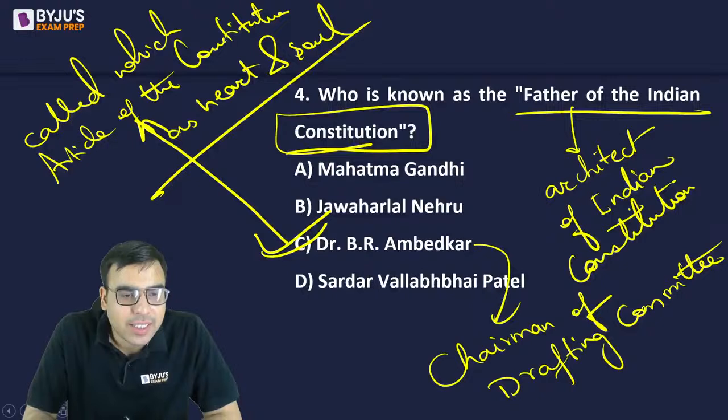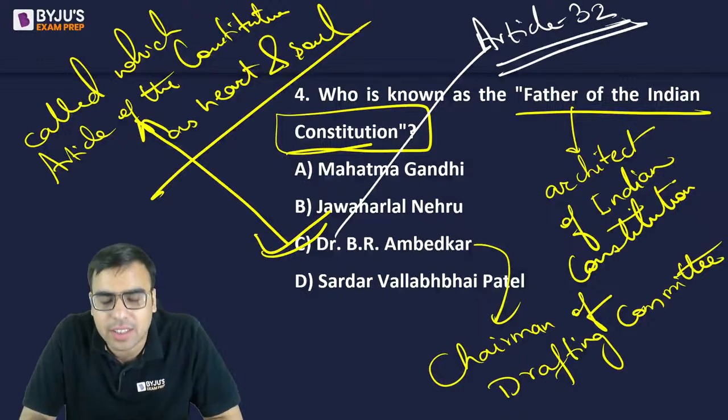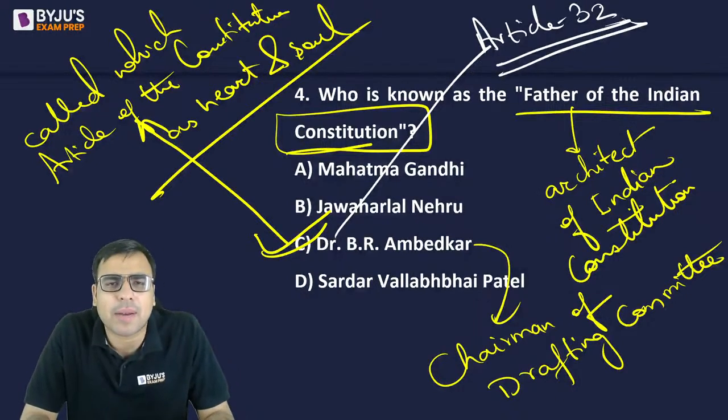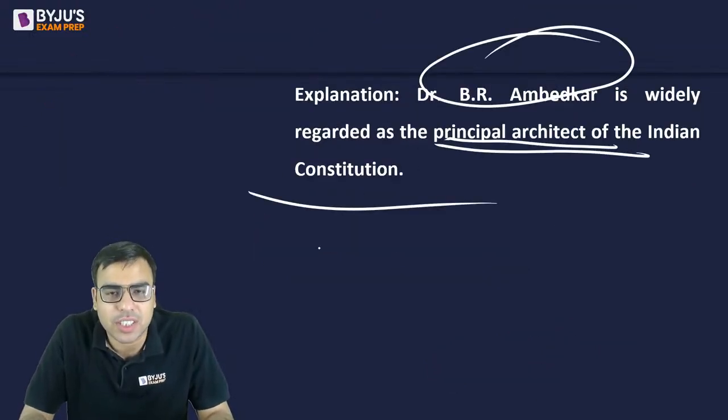So the right answer actually is Article 32. So he has called Article 32 as heart and soul of the Constitution. Okay. So you should be knowing it because these are basic things asked in the exam. So C is the right answer. Let's move on to the next one. Principal architect of the Indian Constitution also.